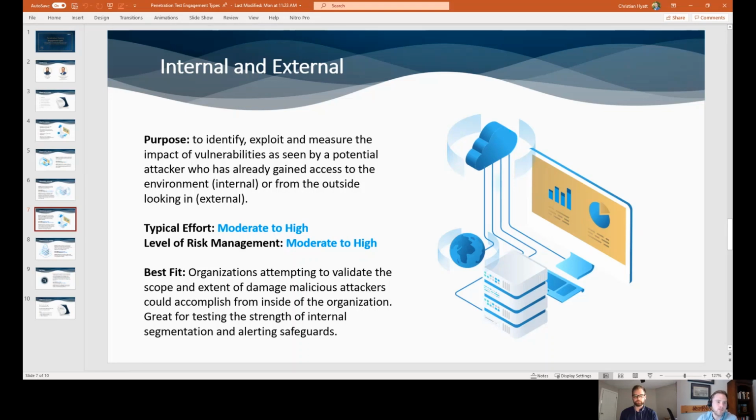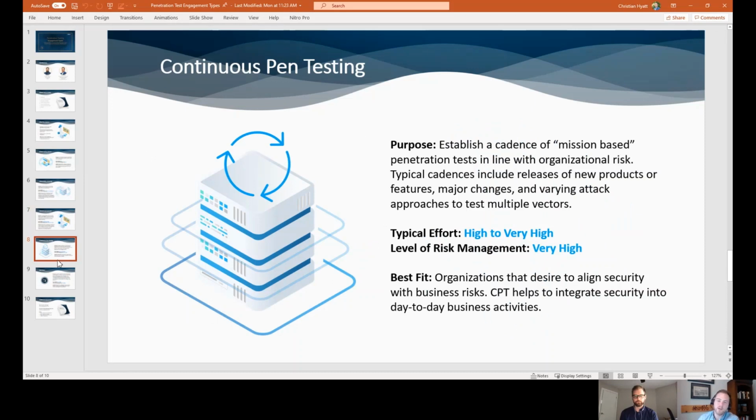Great. So let's move on to the next stage. If you've been doing penetration tests, you're at the place where you're ready to mature.